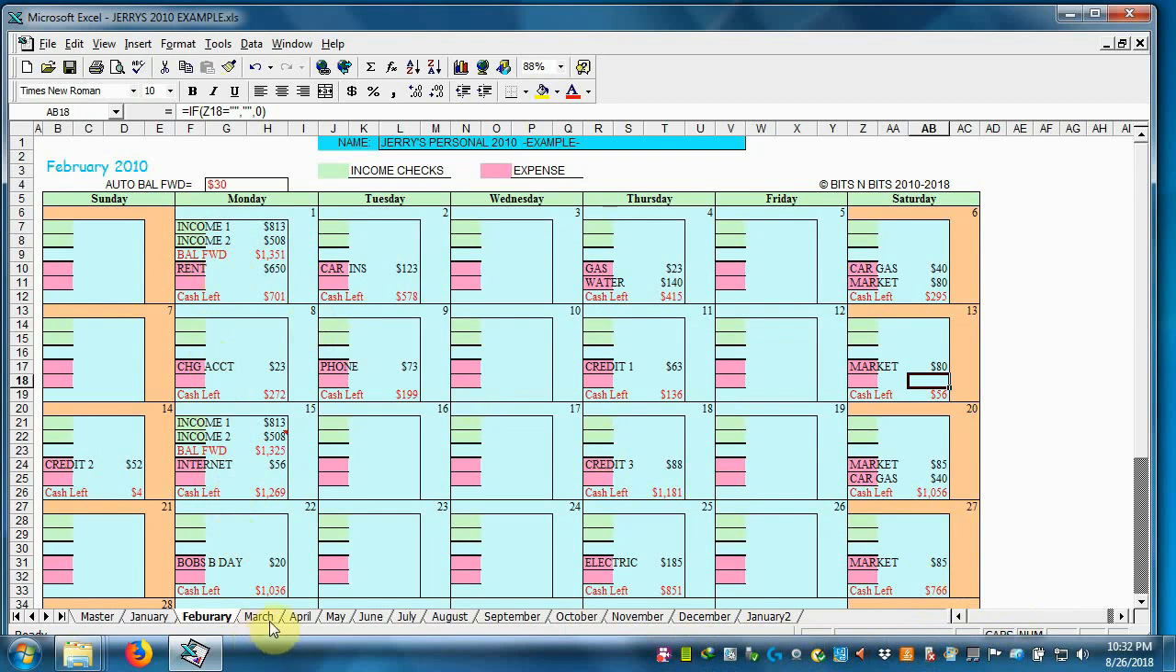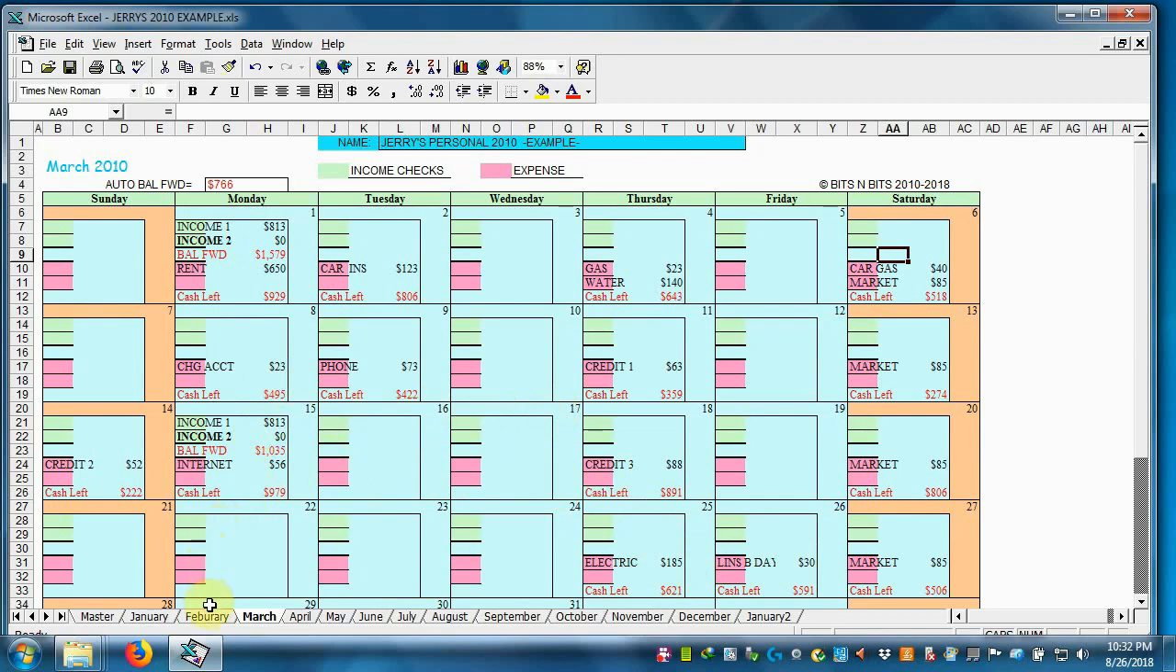Let's go to the next month in March. And what we're looking for is a low number in the cash left area, 222. And all these numbers look great. We got $500 left at the end of the month. We've also got, for an extra expense, Lynn's birthday. All the other expenses are held steady.